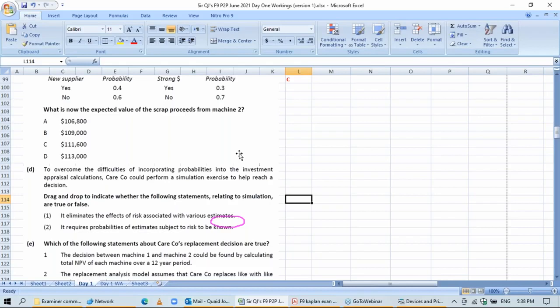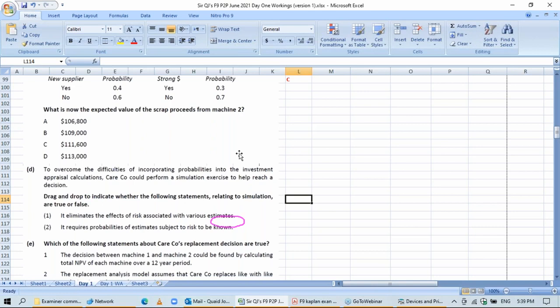What do they say? Which options are true or false? What about one? It eliminates the effects of risk associated with various estimates. So risk cannot be eliminated. If a loss is going to occur in future, you cannot eliminate the risk of that loss. The risk is there. You just calculate the effect of that risk of loss on your NPV. Your NPV will reduce. That's all. The simulation will cover that loss element in your calculation, but it won't reduce your loss. So 1 is not at all correct.